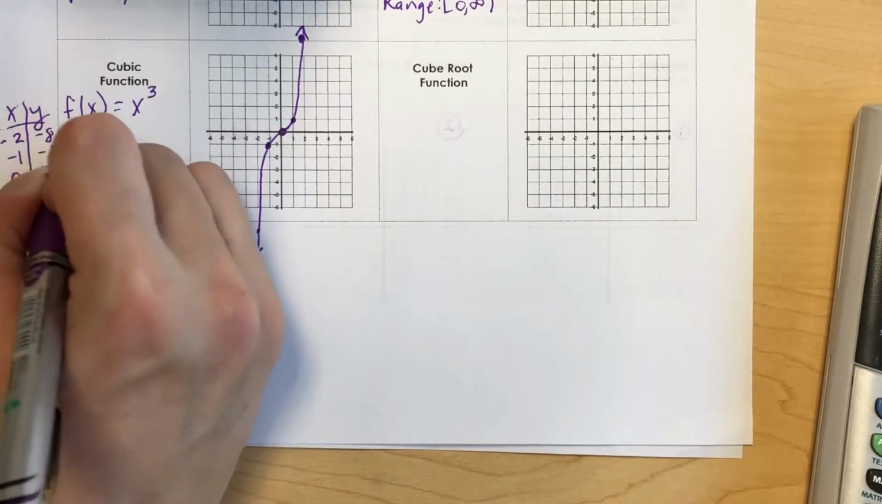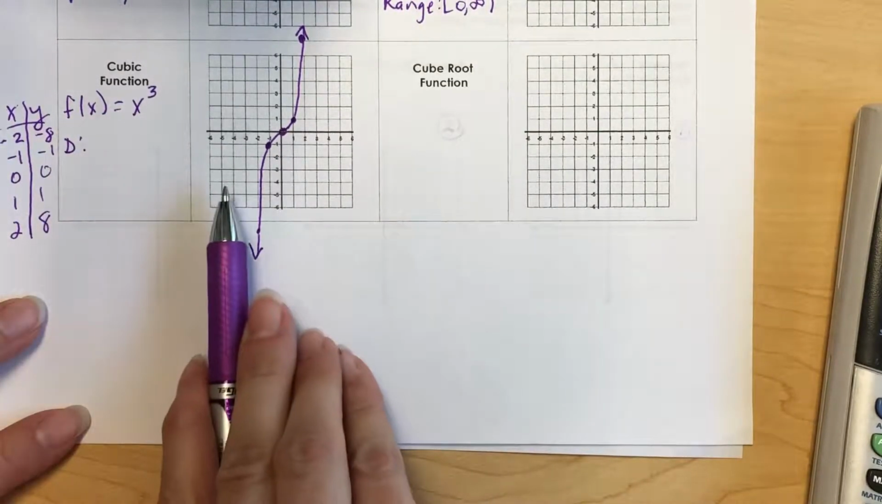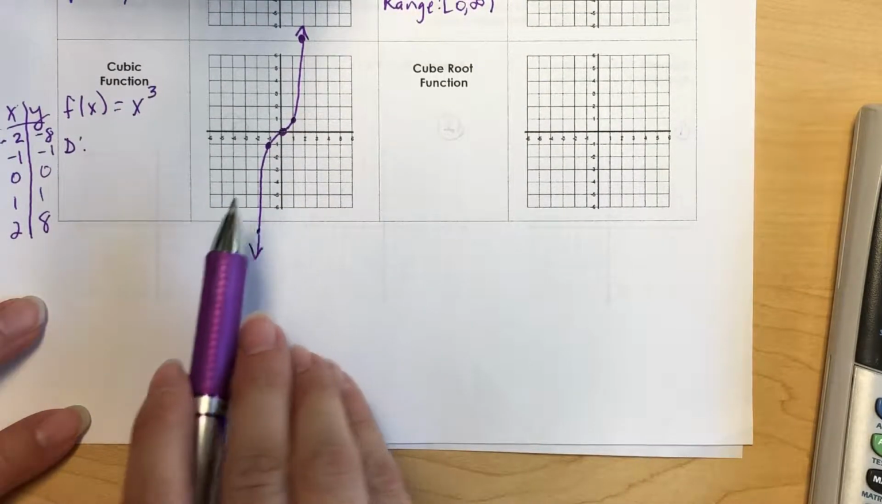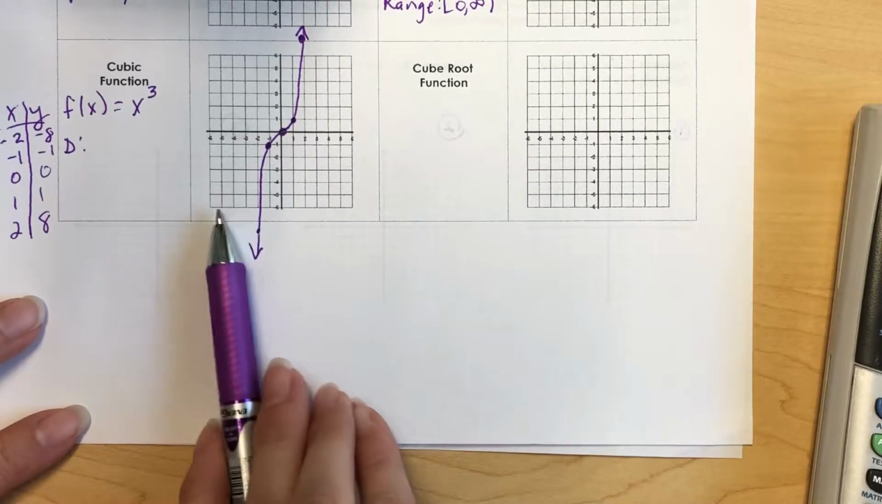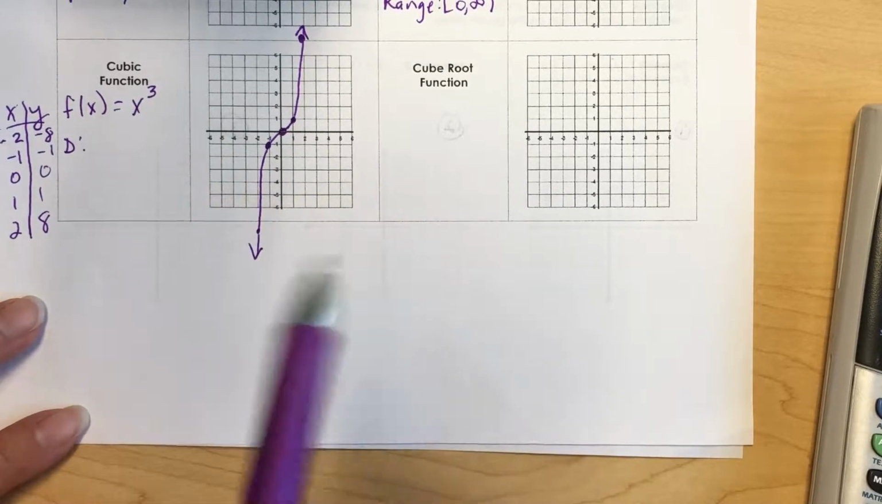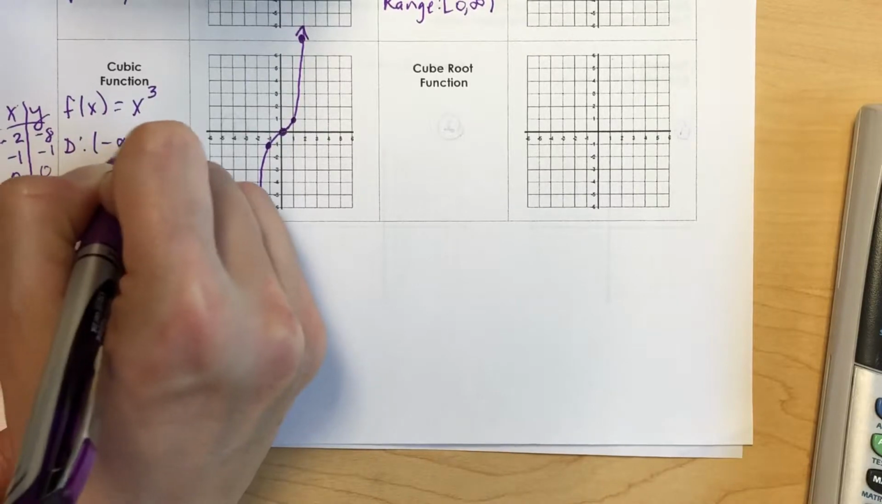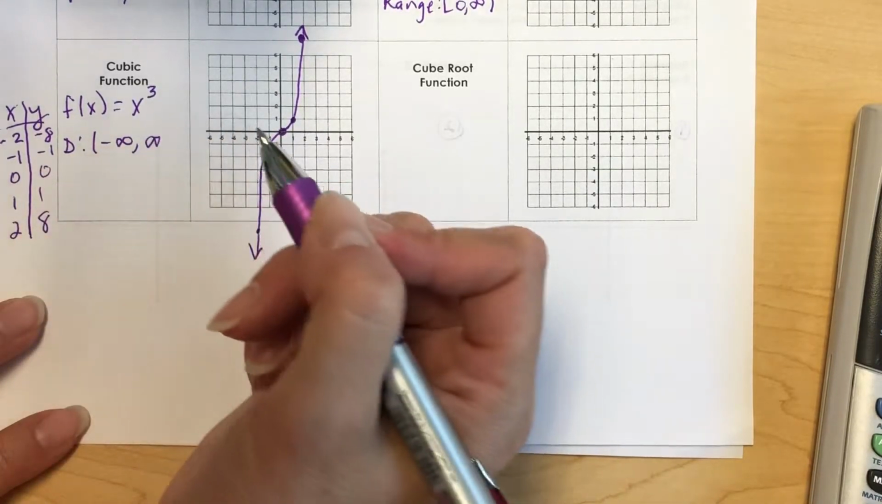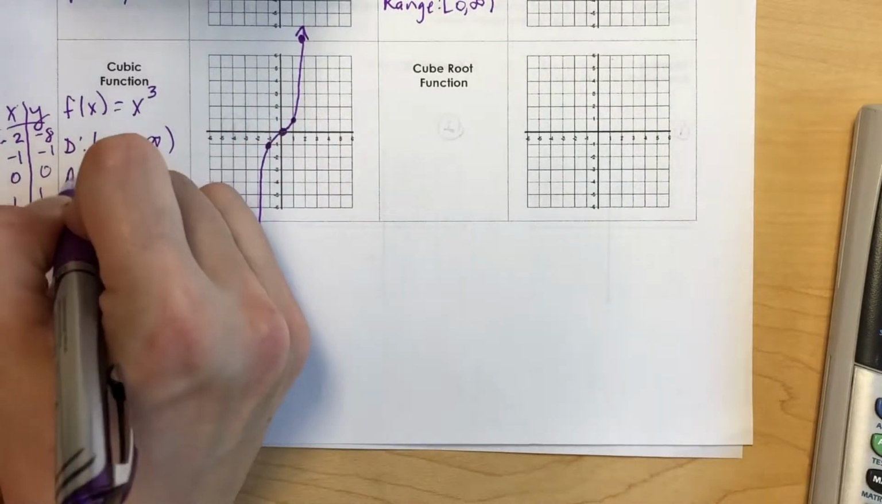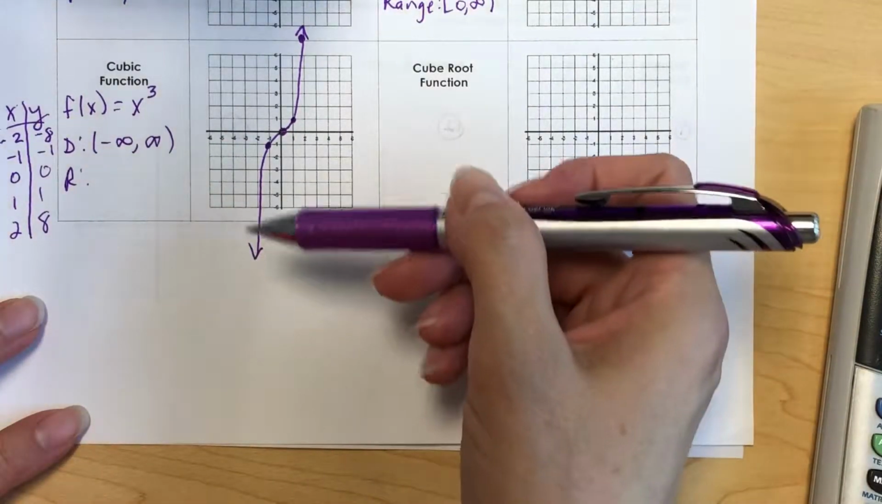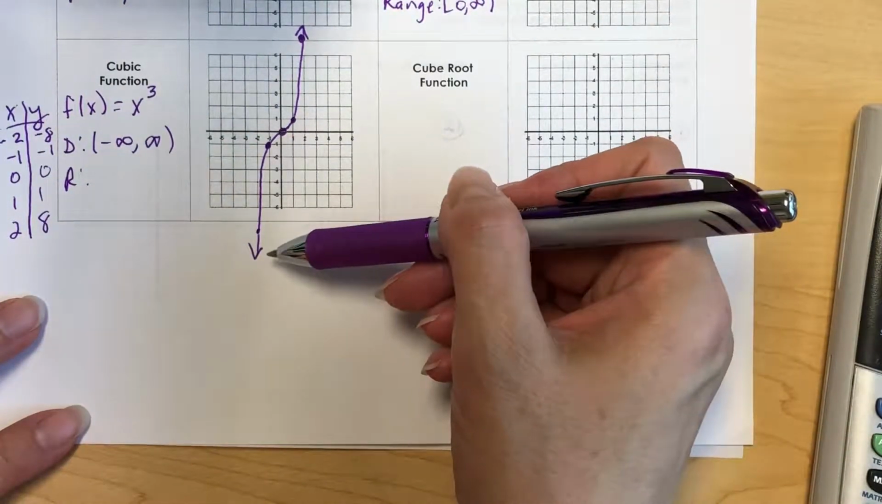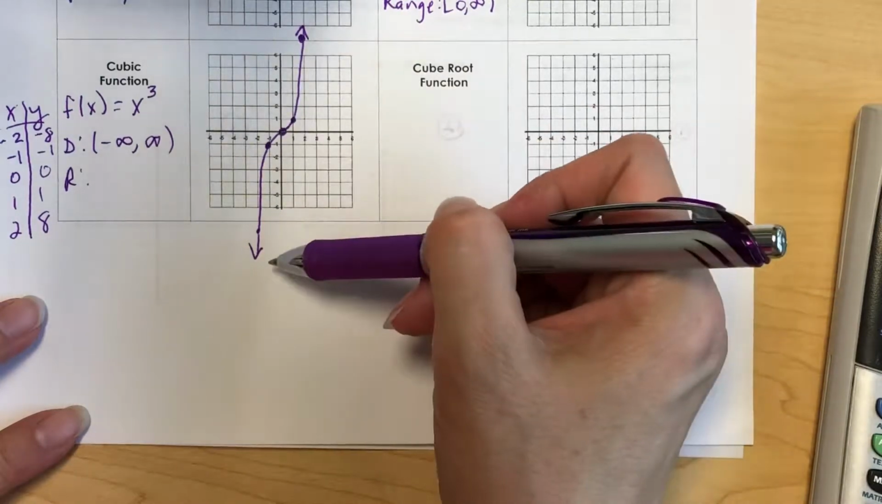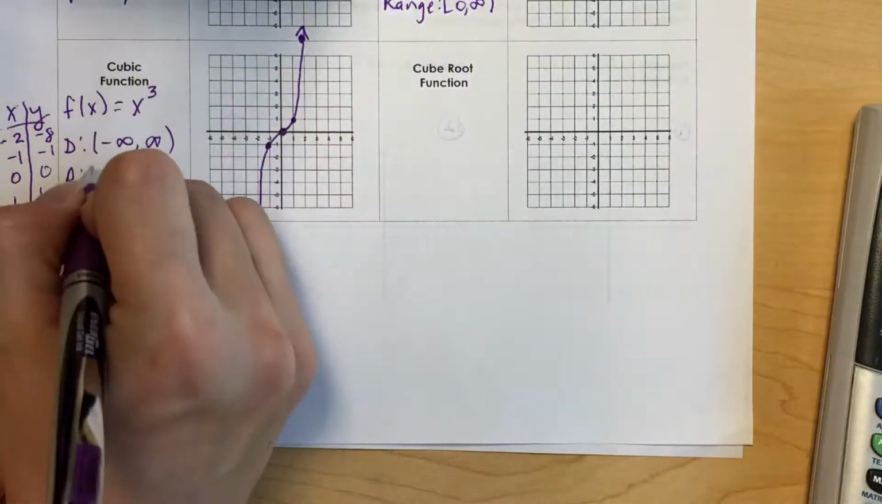Okay, so for my domain, left to right, it does gradually spread out. So it's going to go -infinity to +infinity. I'm sorry, I meant to say -infinity, +infinity. And my range is a little easier to see. It goes down forever, up forever. So -infinity, +infinity.